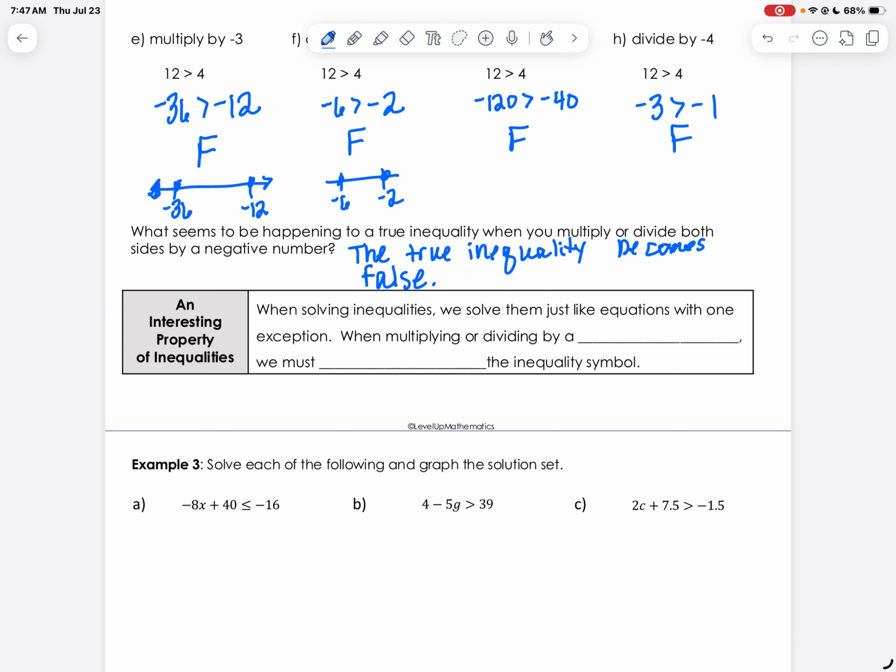an inequality. When solving inequalities, we solve them just like equations with one exception. When multiplying or dividing by a negative, we must reverse the inequality symbol. And only when we're multiplying or dividing by a negative. So we'll practice with that some.